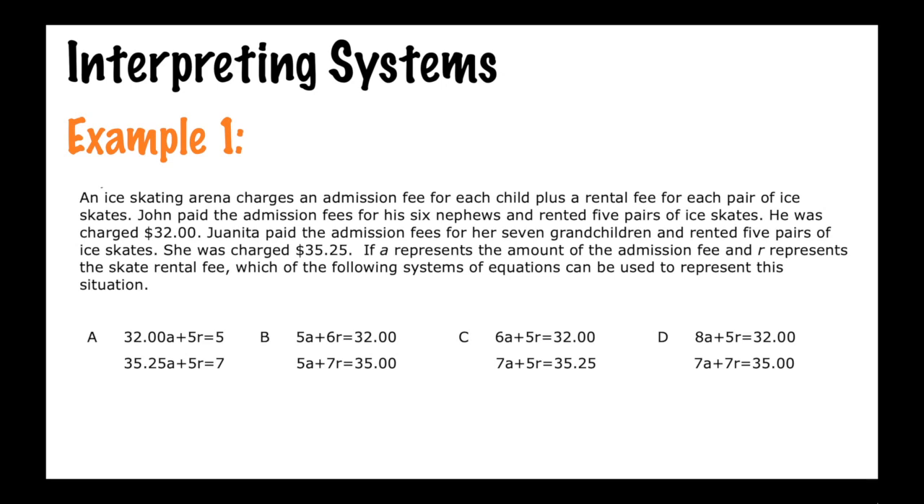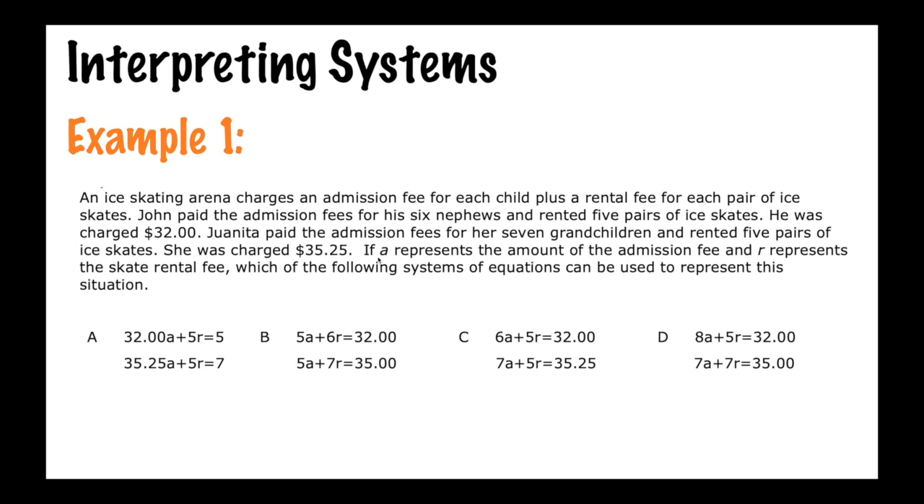Now, one thing we want to look at right away is the definition of these different variables. They're talking about that A represents the amount of the admission fee and R is representing the skate rental fee. So we have admission and we have the rental fee. Now, as I'm looking through this scenario here, we have one scenario where John paid admission fees for his 6 nephews and rented 5 pairs of ice skates. So the admission for the 6 nephews is going to have to go with our variable for A.